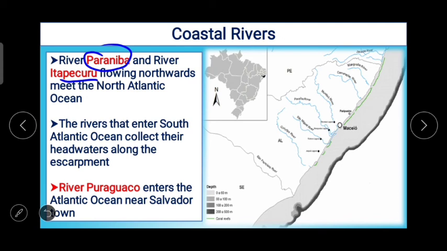The rivers that enter South Atlantic Ocean collect their headwaters along the escarpment and river Paraguacu enters the Atlantic Ocean near Salvador town. Near Salvador town. Here again in the image you can see.